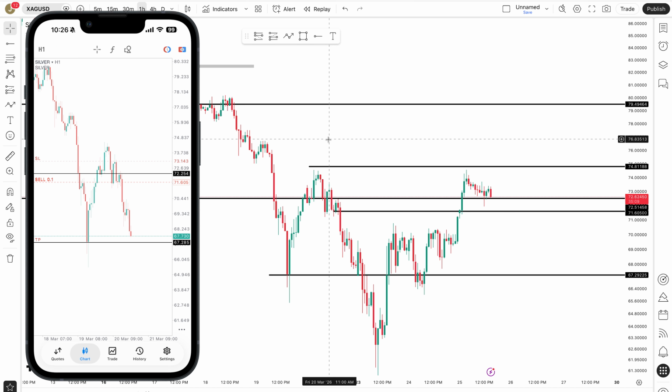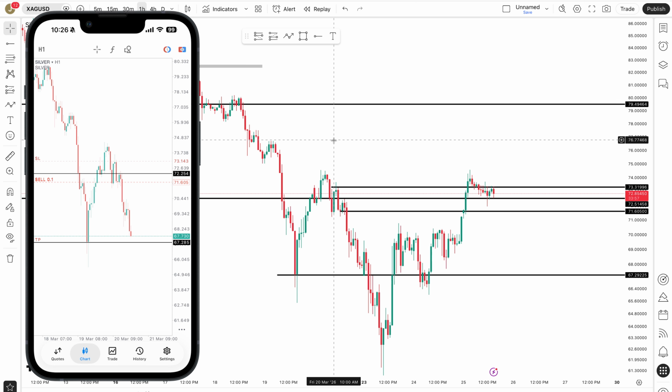And as you can see, this is how it looked on my MT5. Once price ended up giving me a good push to the downside, I ended up shifting my stop loss from up here to down here. And then I let my trade run.